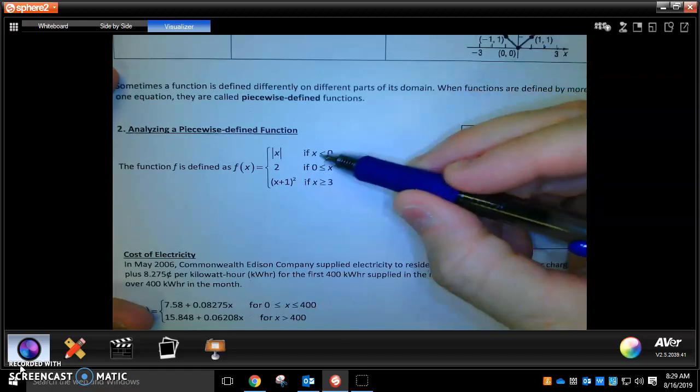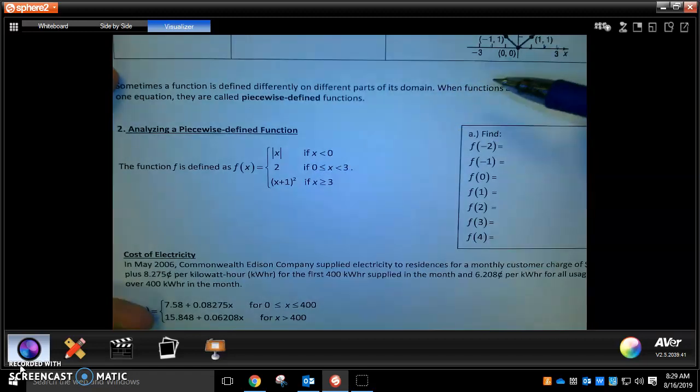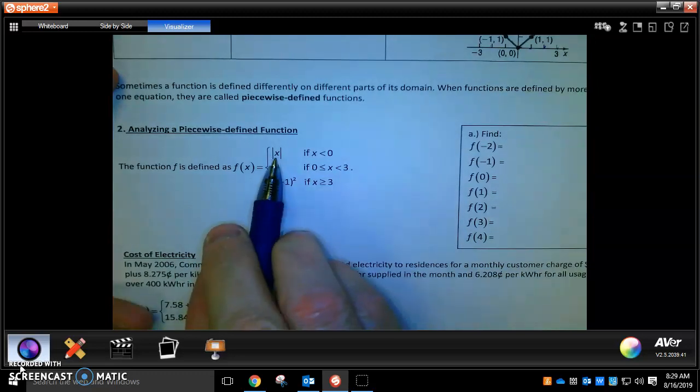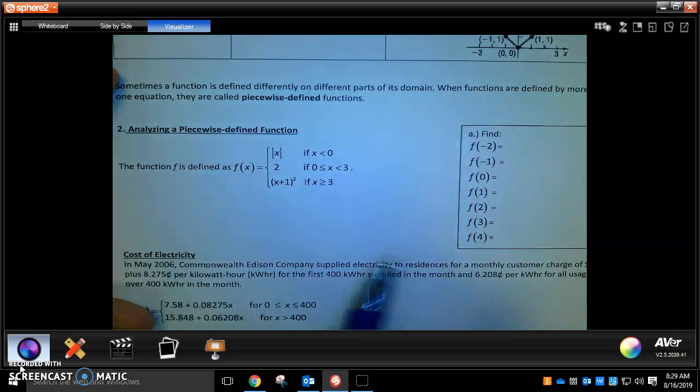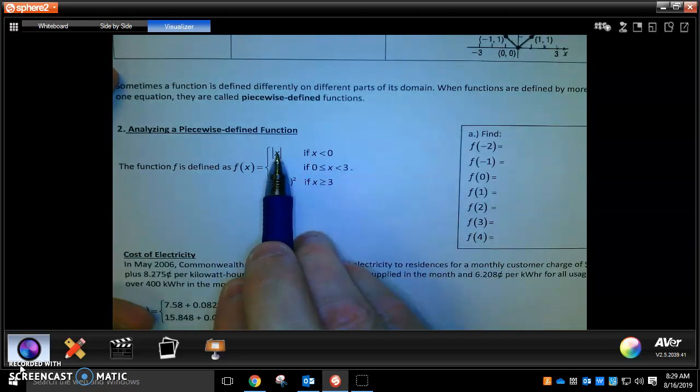This says that when x is less than 0, so if your x value is negative, you are supposed to use this function. Okay, you ignore these two. When x is less than 0, you use this function.